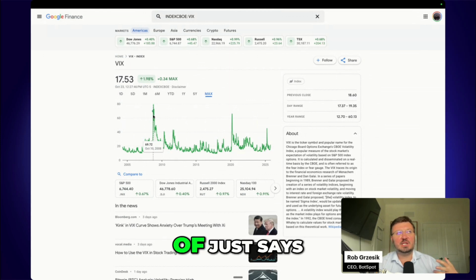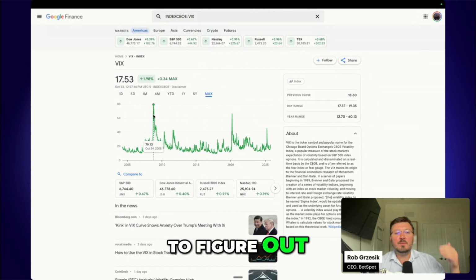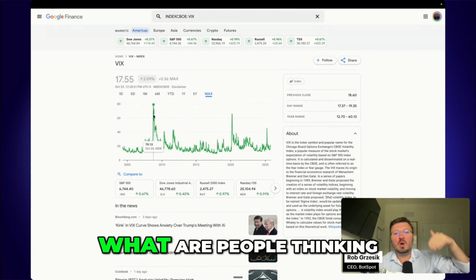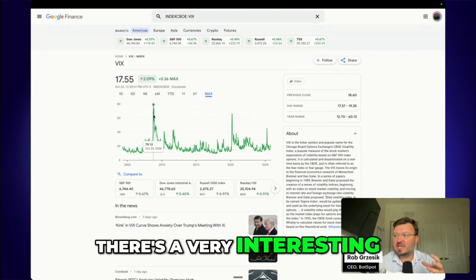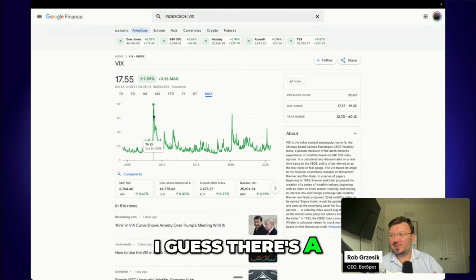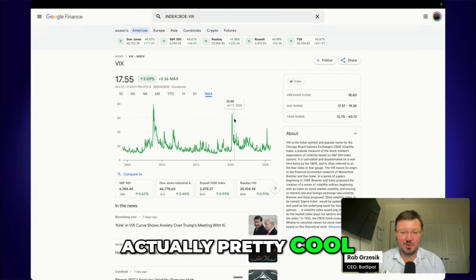And implied volatility kind of just says, I guess we have to talk about a lot of stuff here. It's using the Black-Scholes model essentially to figure out, based on the price of the option, what people are thinking is going to happen to the stock market. Because this is a very interesting thing that happens in the options market. This is a little bit of history here, and if you guys don't know about this, it's actually pretty cool.